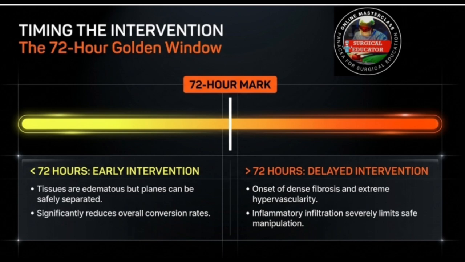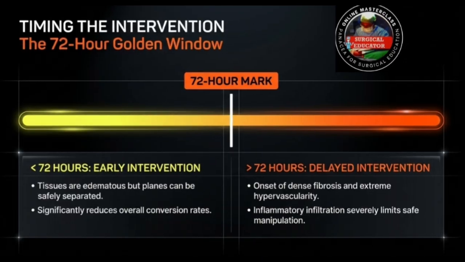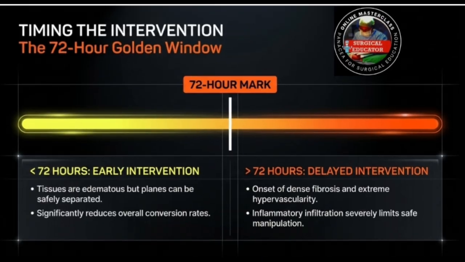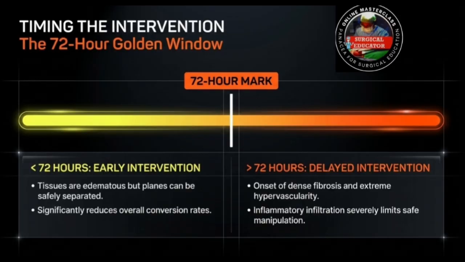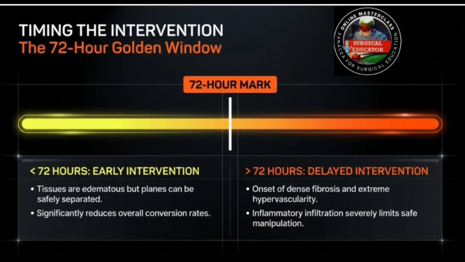And the hypervascularity. The tissue is desperate for oxygen to fight the infection, so it rapidly grows thousands of new, tiny blood vessels. But they are incredibly fragile. Let me try a visceral comparison here. It's like dealing with water damage in a house.